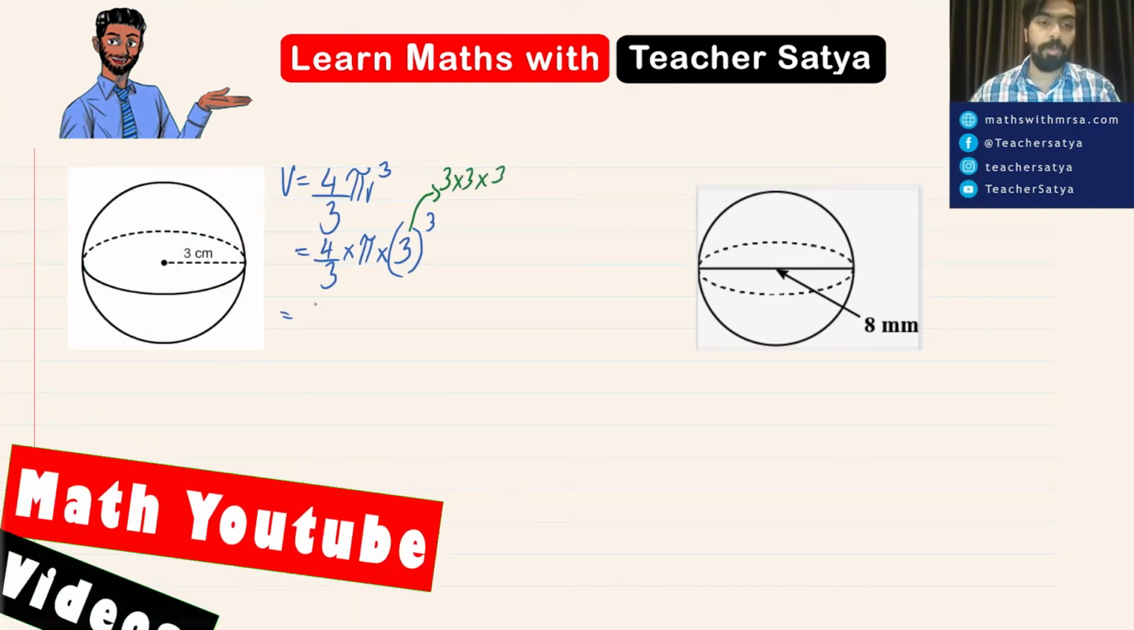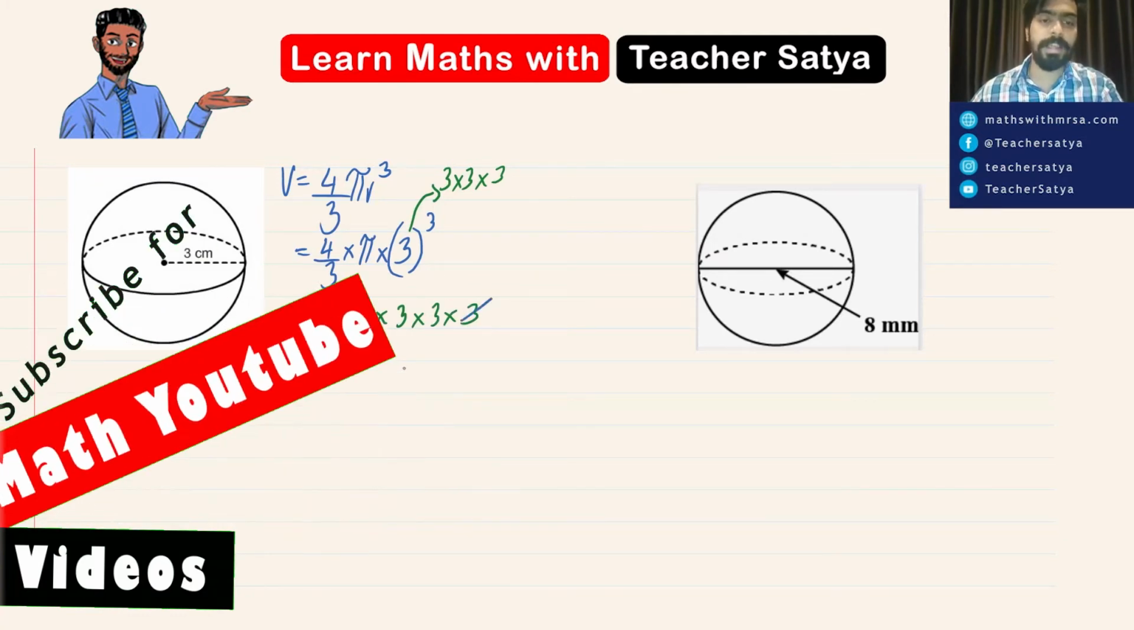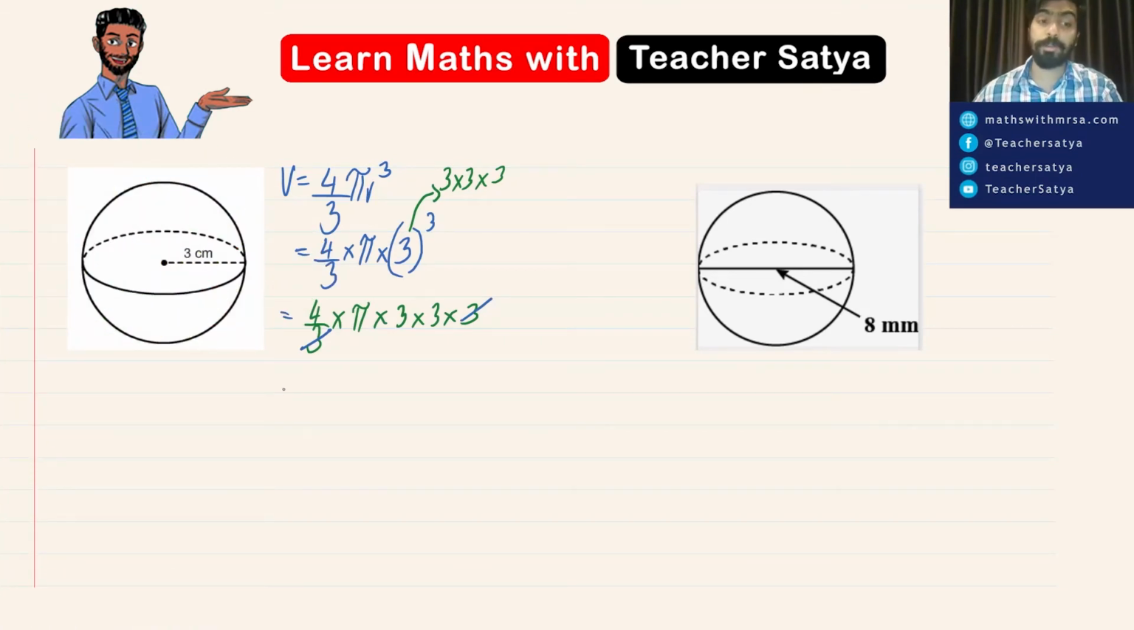Right guys, so what we would have is 4 over 3 multiplied by pi multiplied by 3 times 3 times 3. Alright guys, now as you can see here, this 3 and this 3 can simplify, which would make our calculation that much easier. Now what we would have on the numerator is 4 times pi times 3 times 3 is 9, and 4 times 9 is 36, so we would have 36 pi, right guys.